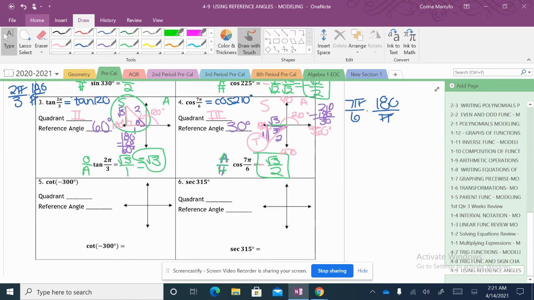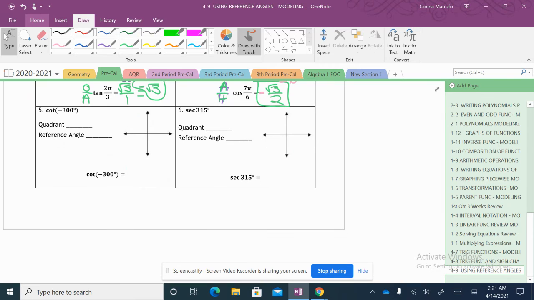All right, we have 2 more of these. So next we have cotangent of negative 300 degrees. So negative 300, this will be negative 90, negative 180, negative 270, negative 360. So we happen to be in the first quadrant. This would be 300. So quadrant 1.